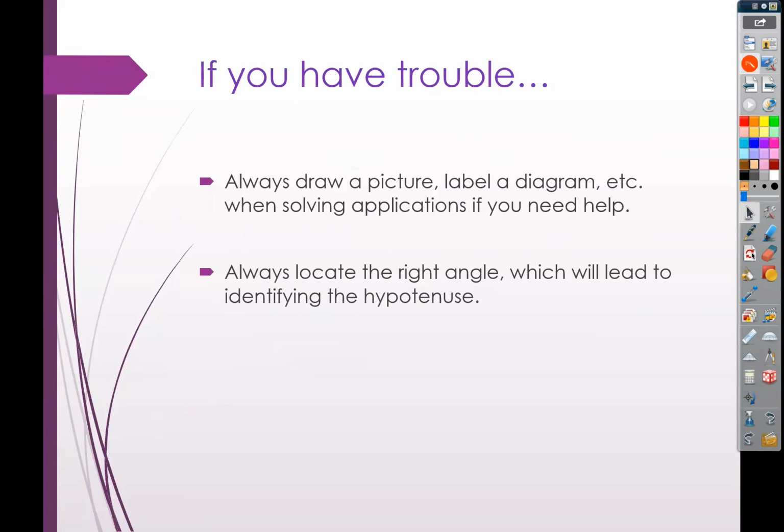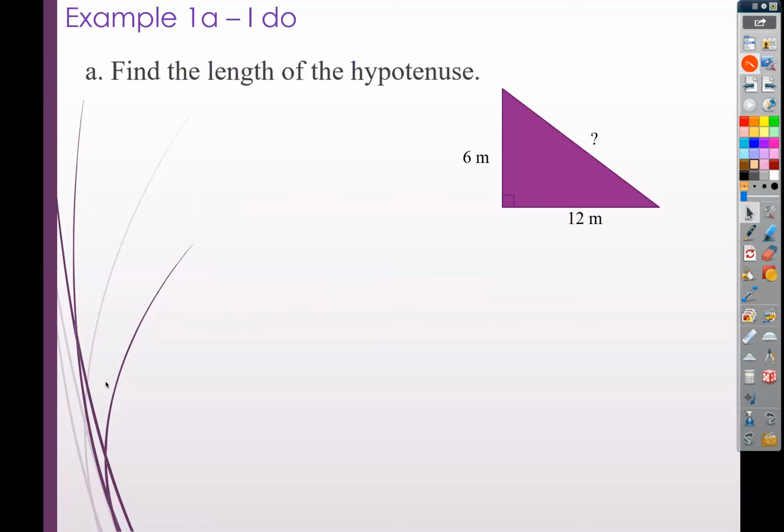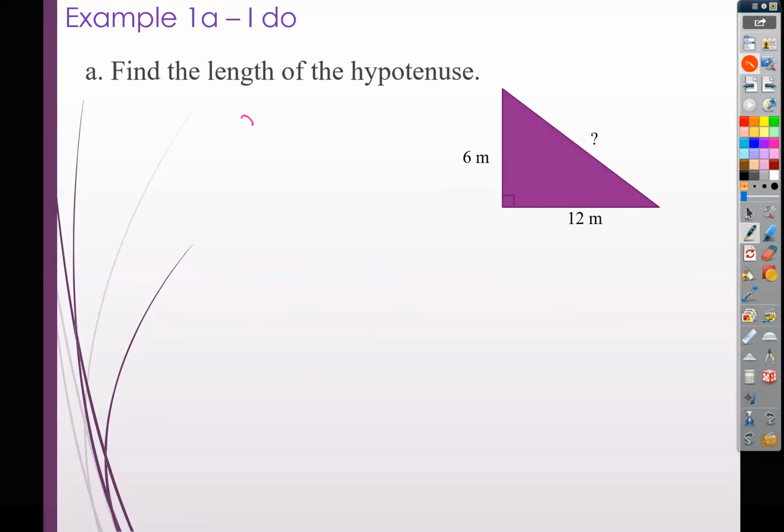If you have trouble, you can always draw a picture, like label a diagram, etc. when solving applications if you need help. Always locate the right angle, which will lead to identifying the hypotenuse. In 1a, it says find the length of the hypotenuse. Okay, so we're going to use the Pythagorean theorem, a squared plus b squared equals c squared.